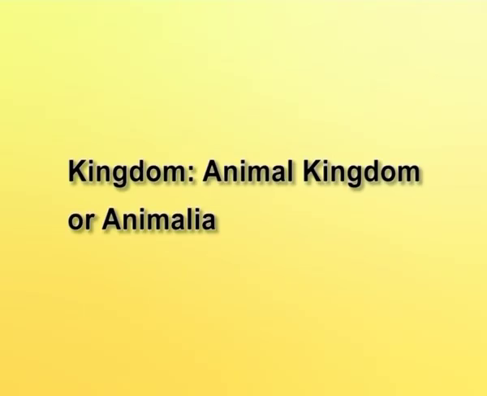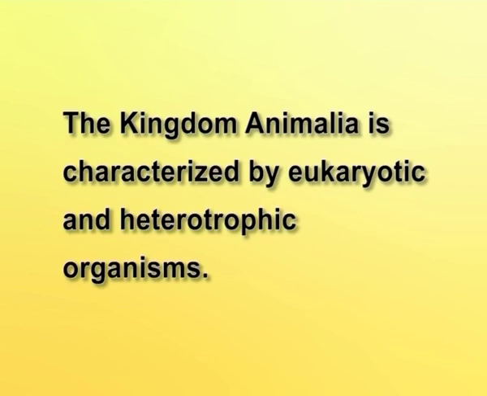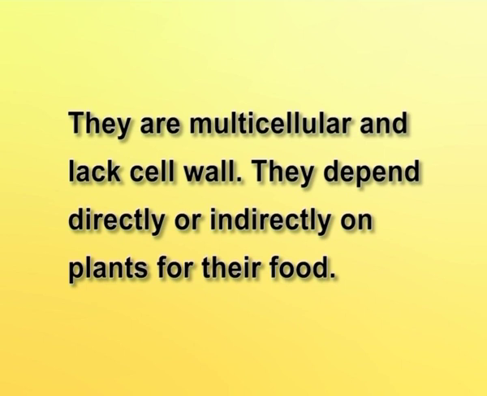Now let us know how it is classified from the level of kingdom. Kingdom, animal kingdom or Animalia. The kingdom Animalia is characterized by eukaryotic and heterotrophic organisms. They are multicellular and lack cell wall. They depend directly or indirectly on plants for their food. Food is ingested and digested in their internal cavity, and food reserves are stored as glycogen or fat.